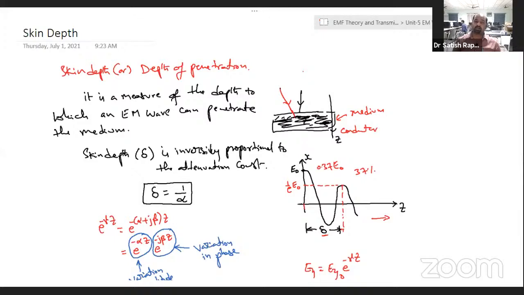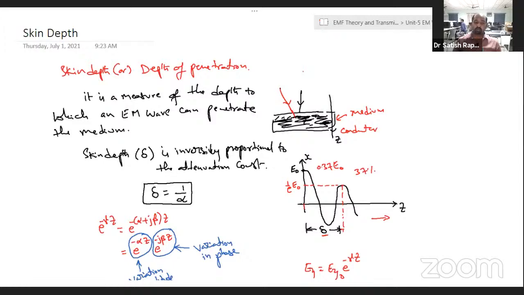Conductivity is infinite. So when conductivity is infinite, then the attenuation constant is very high. Therefore, the entire wave will get lost. The EM wave will get lost inside a conductor, not on the surface, but inside a conductor, because the wave's amplitude will become 0 inside a conductor.